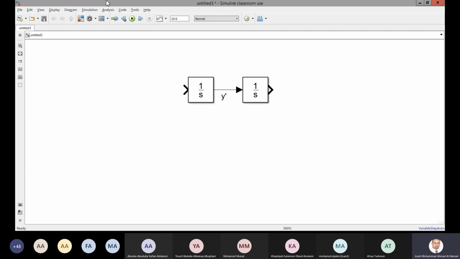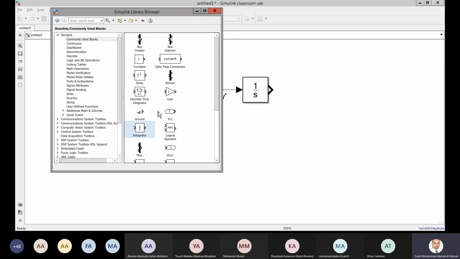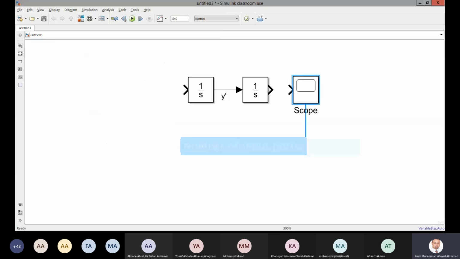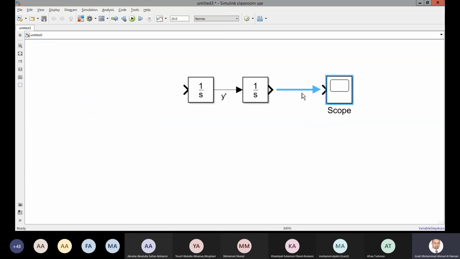Okay, now I need a scope to display the result. So I need a scope. This is the scope. It will display the result, or it will make a graph. I will connect these together. Okay. And we said that y double prime equals to minus y prime.